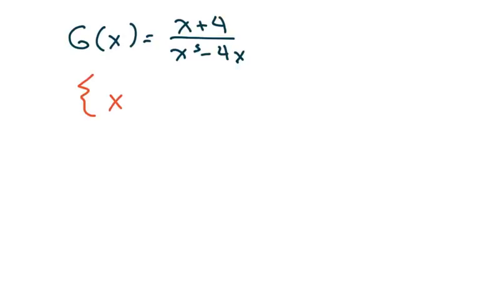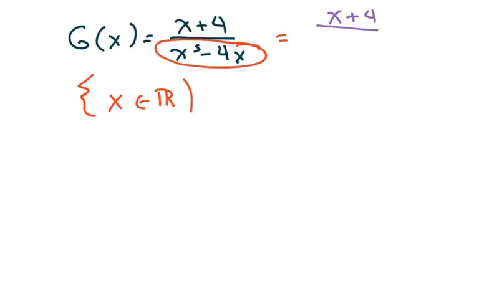g of x equals x plus 4 over x cubed minus 4x. Now, we want it to be all real numbers. However, we got to see what makes this 0. So we set this to 0. I'm going to go ahead and factor out. Let's go ahead and do that here. We can rewrite this as x plus 4 over x times x squared minus 4.